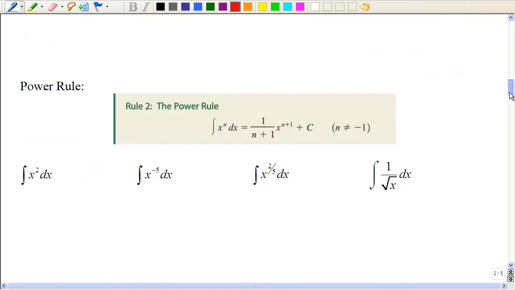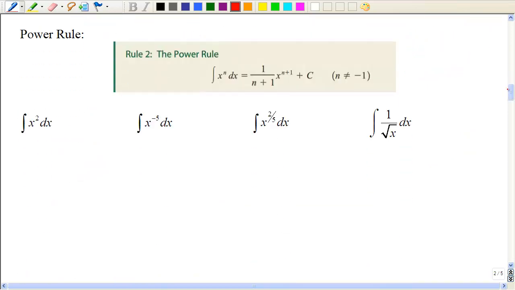The power rule comes from the power rule of the derivative. So if you remember, the power rule is that if we had a function like x to the 4th, we brought the power down in front and subtracted 1. So now we have to go the opposite way. So instead of multiplying, we've got division, and instead of subtraction, we've got addition.